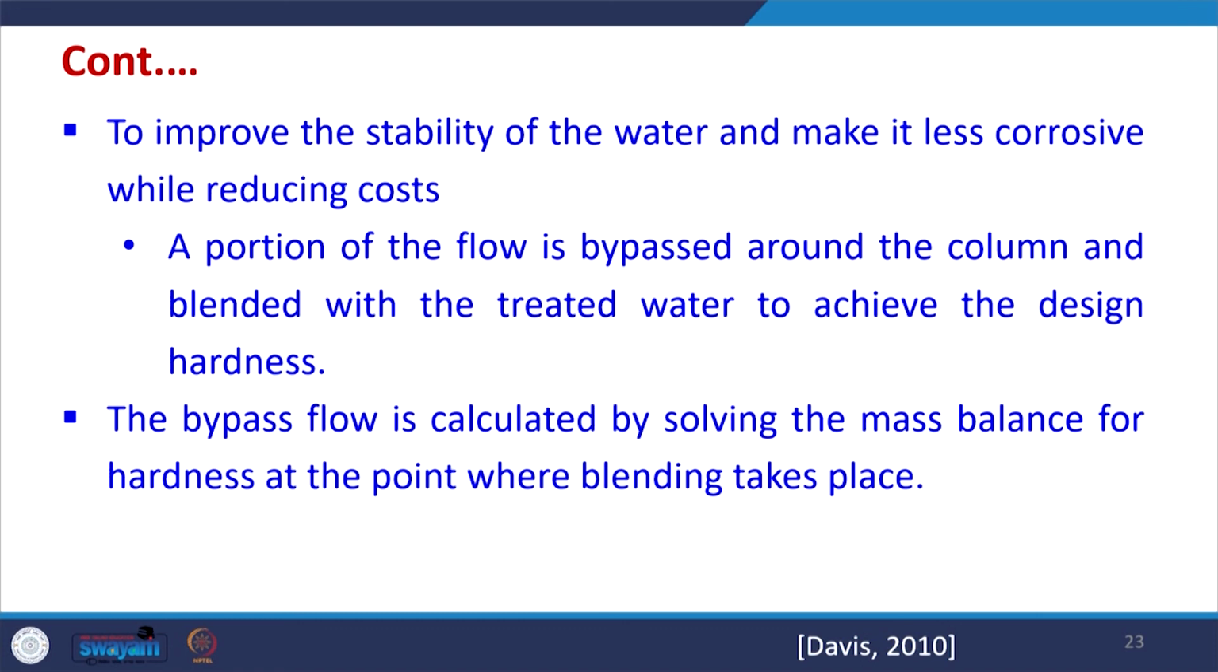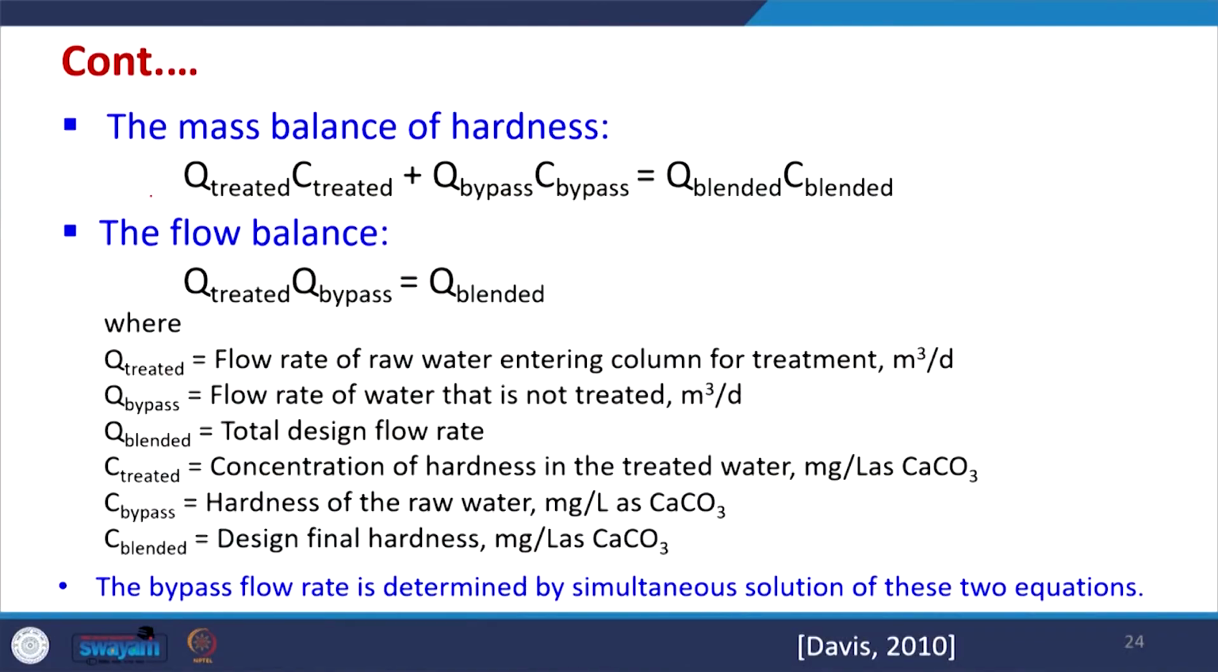The bypass flow is calculated by solving the mass balance for hardness at the point where blending takes place. This is the mass balance that we can perform: the flow rate which has been treated times the concentration in the treated water, plus the flow rate which is being bypassed times the concentration in the untreated bypass, should be equal to the concentration which is blended. This way we can find out the bypass flow.